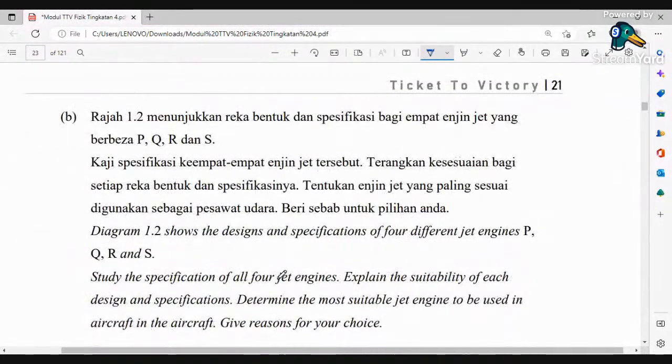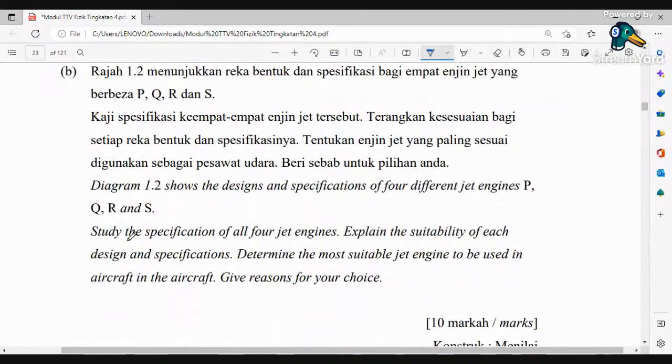Okay, B. Study specification of all 4 jet engines. Explain suitability of each design and specification. Determine the most suitable jet engine to be used in aircraft. Okay, give reason of your choice.